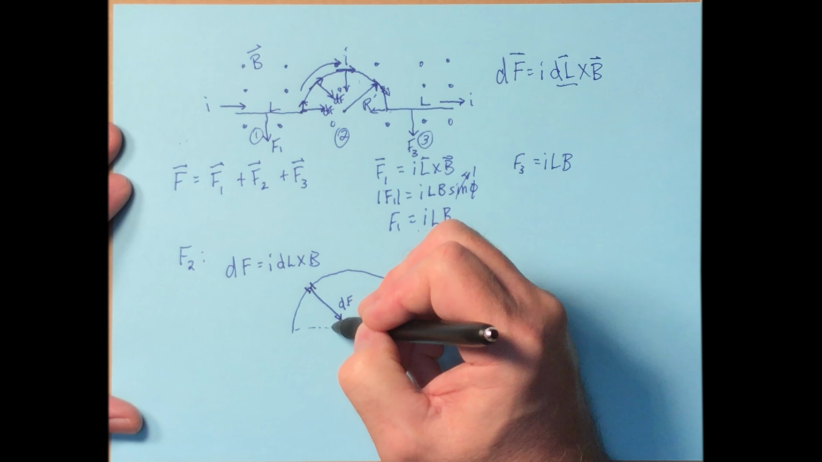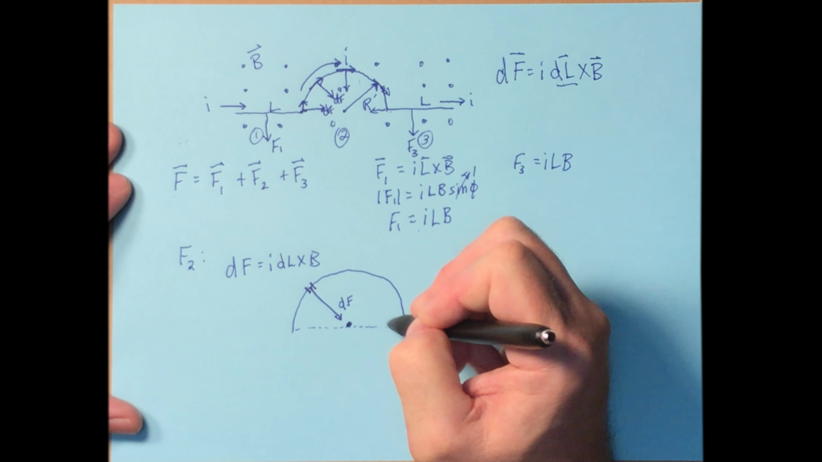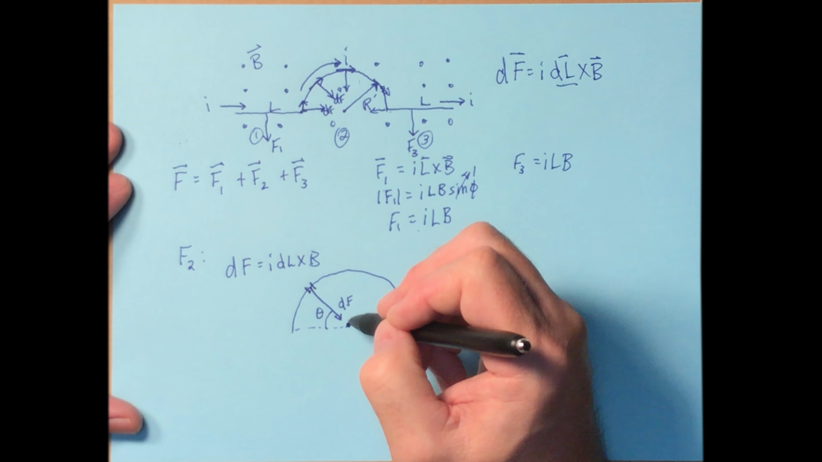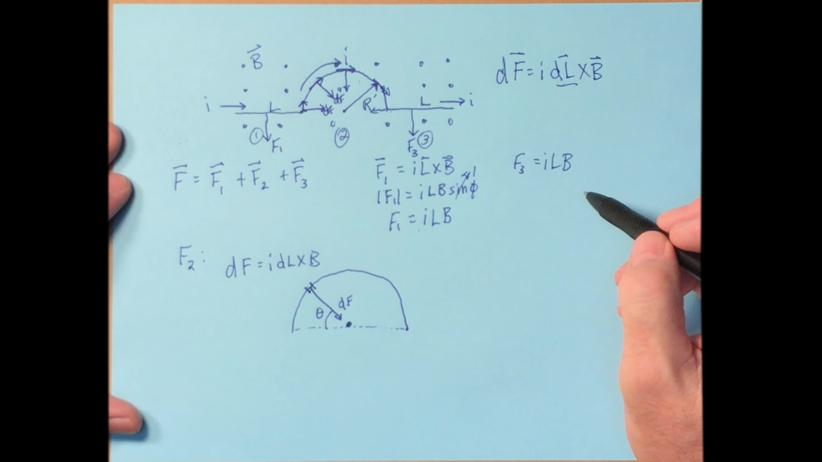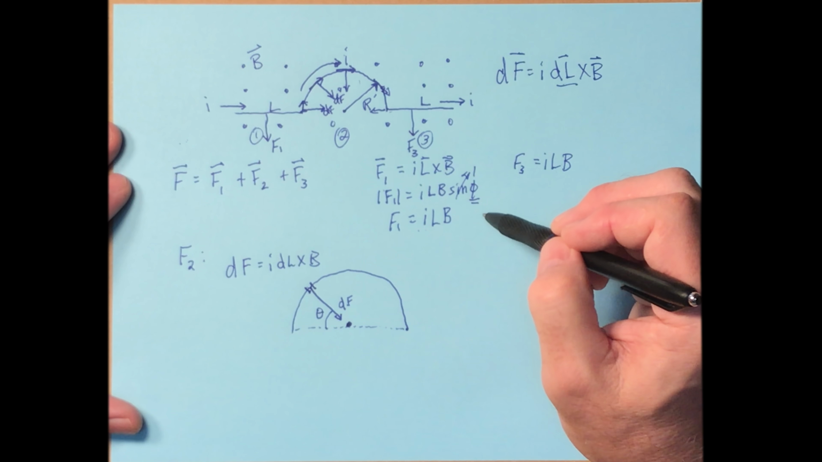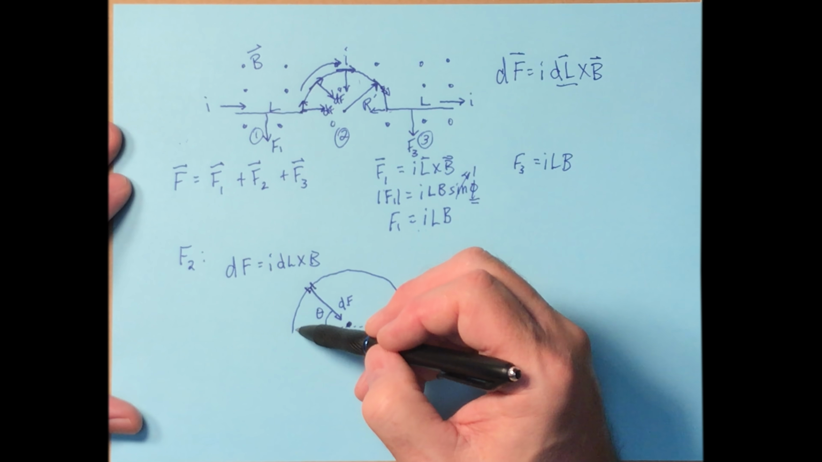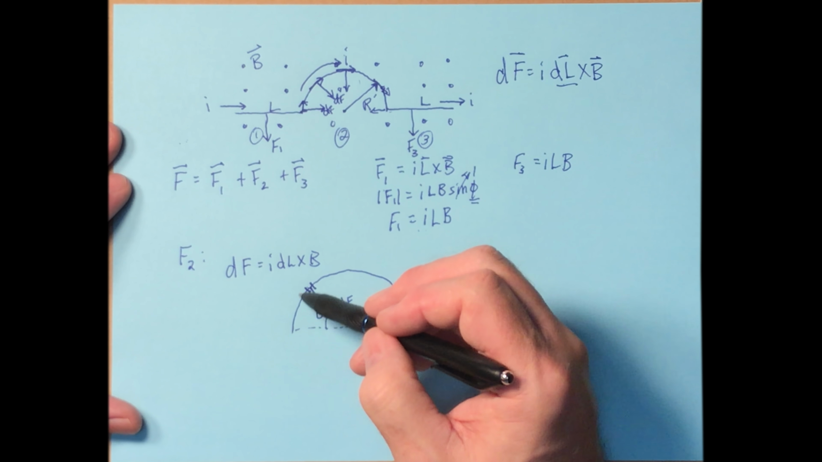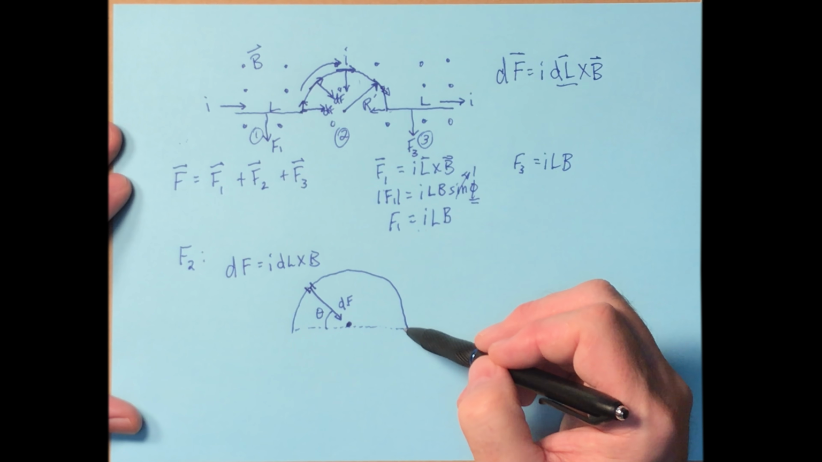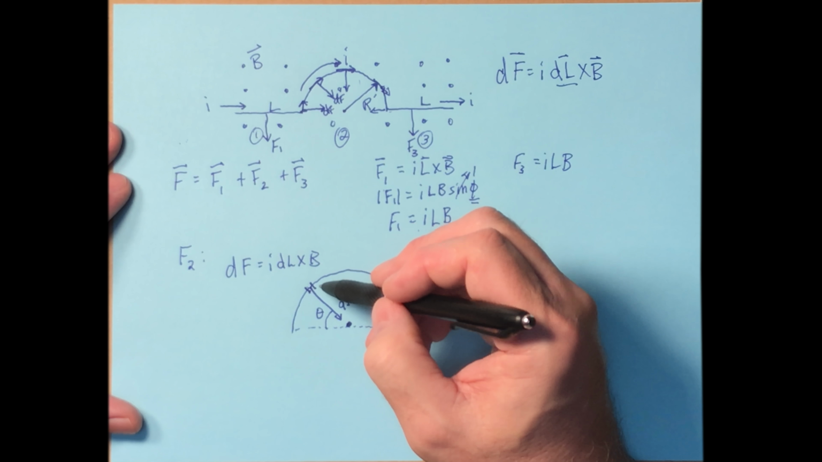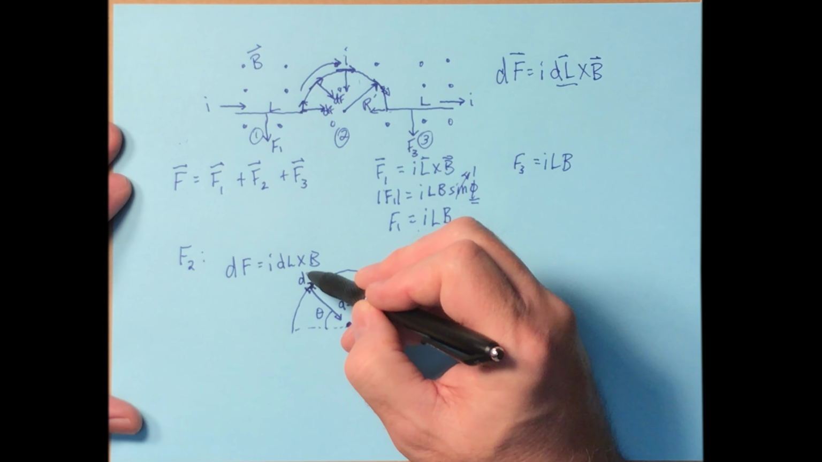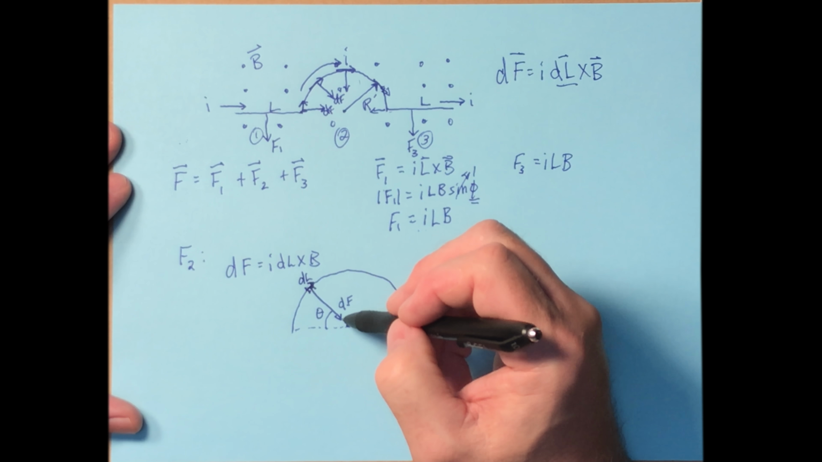Now we can define an angle here. Let's draw a dotted line that represents the base. This angle here we can call theta. Now that angle theta is not the same as the phi that we've used up here. This is just an angle that's going to go from 0 to pi, because we're going to have to integrate over this curve here. So dL is that little section right there, creating this force dF.